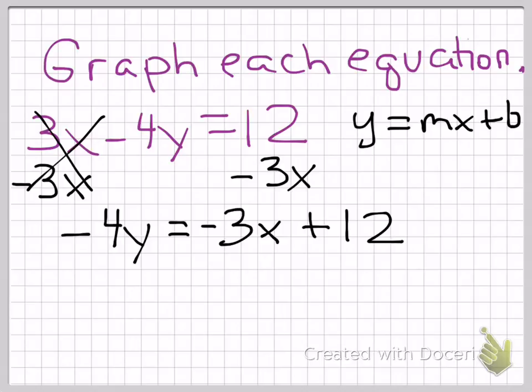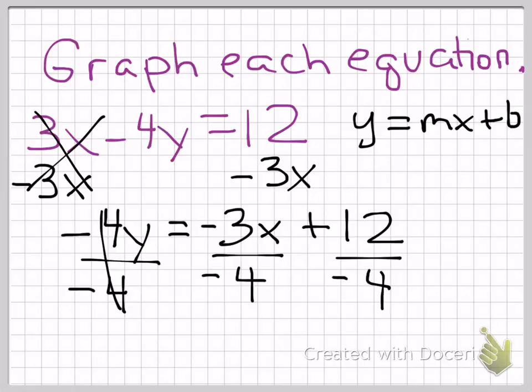So I'm going to now need y by itself because everything else is in the correct place. So I'm going to have to get rid of just the negative 4. So it's negative 4 times y, so I need to divide by negative 4. And whatever I do there, I'm going to divide everything, every term, by negative 4.